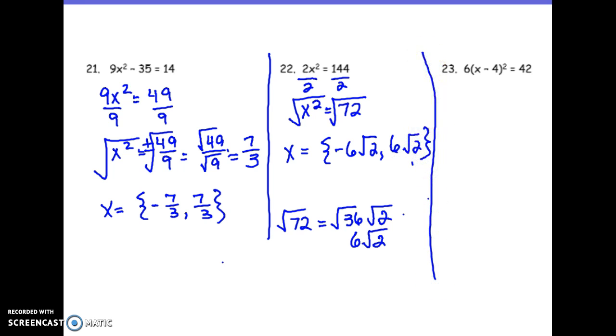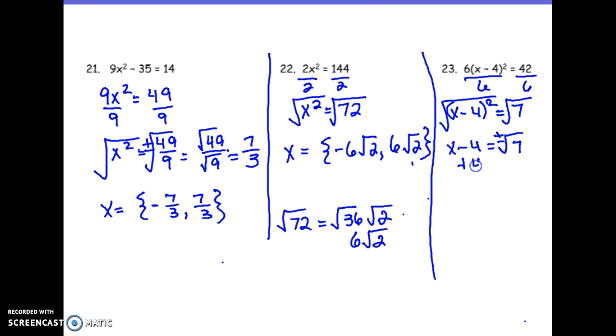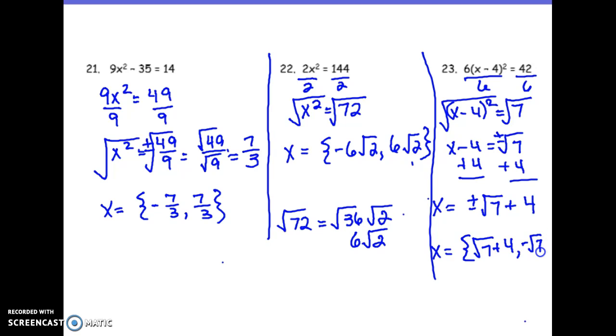And the final problem here, if we divide both sides first by 6, we end up with x minus 4 squared is equal to 7. Now I'm going to take the square root of both sides. So I have x minus 4 is equal to radical 7. And again, it's plus or minus radical 7. And to get x by itself, we simply add 4 to both sides. So x is going to be equal to plus or minus radical 7 plus 4. So we can write that as radical 7 plus 4, and then negative radical 7 plus 4.